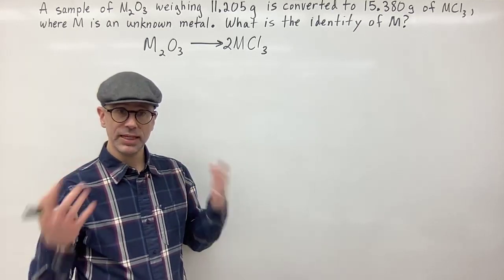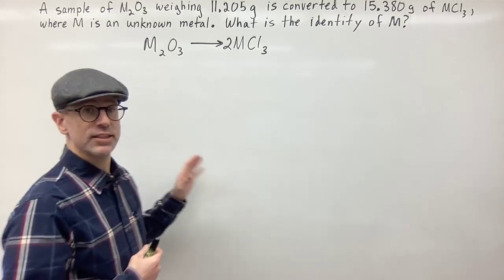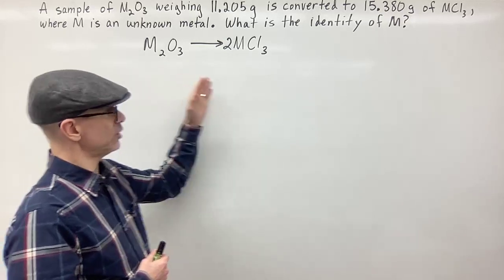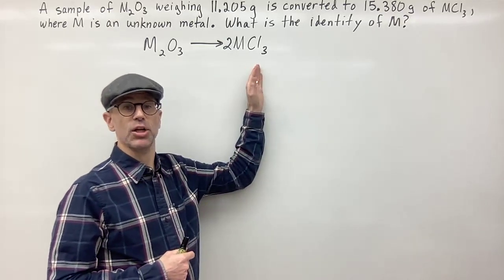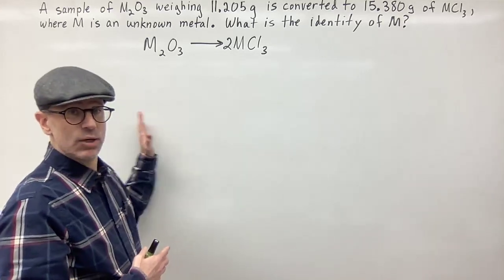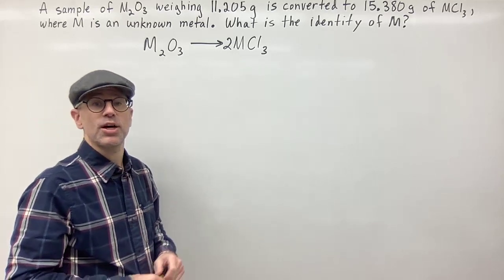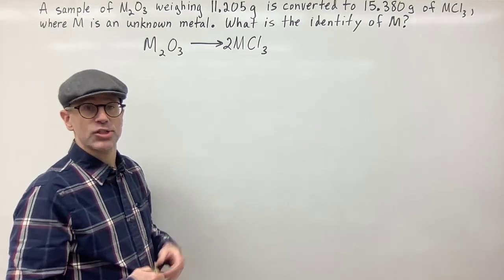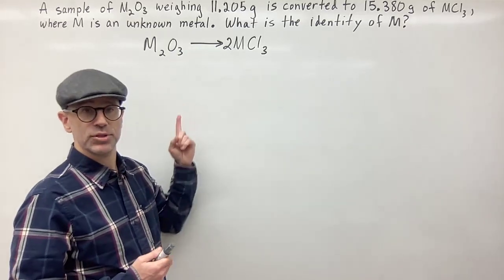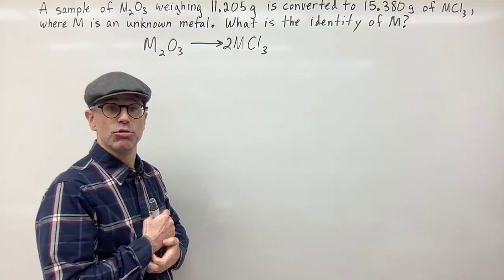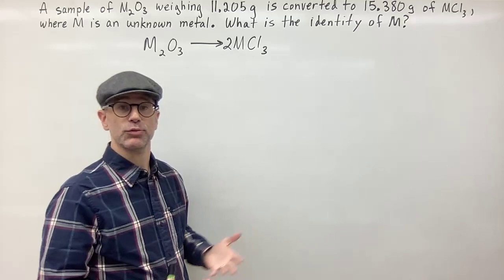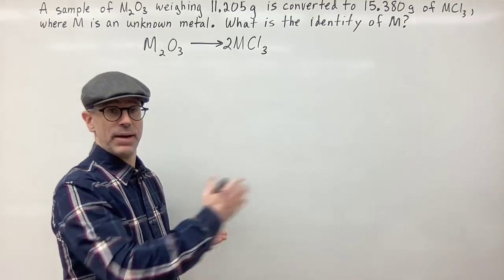Well, the key is, since they're giving us the mass of our starting material and they're giving us the mass of our ending material, we could do a mass to mass conversion. We could just set up our equation just like we would for doing a mass to mass conversion. So if they gave me 11.205 grams of M2O3 and they asked me to find the mass of MCl3 that was formed, I would have to do a mass to mass conversion.